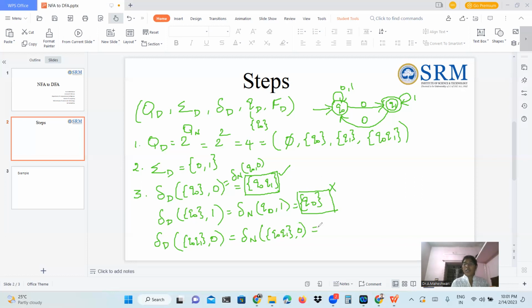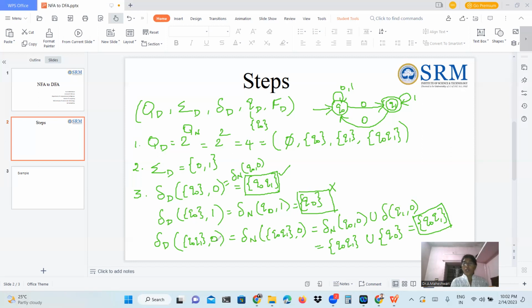Okay, this is two states, right? If you're considering NFA, I'm going to use a union rule. So Q0, comma 0, union, Q1, comma 0. What is the value of Q0, comma 0? Q0 and Q1. So this output is Q0, Q1, union, Q1, comma 0 is Q0 only. So together, we'll get Q0 and Q1. This state only we are evaluating, right?